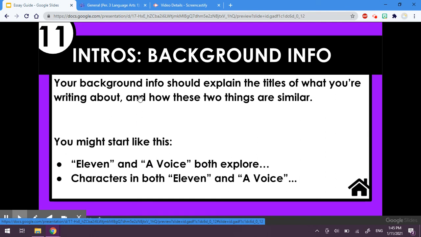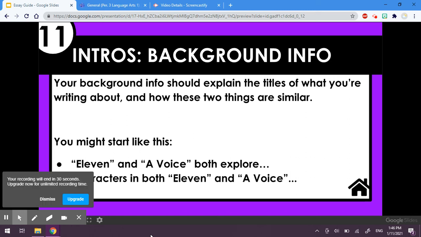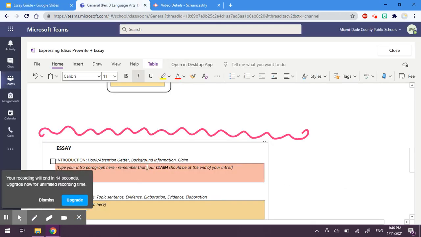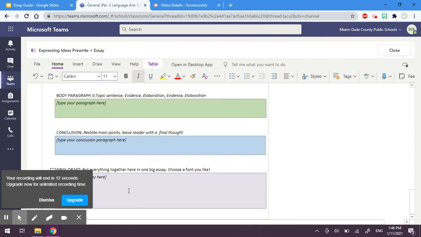And your background. Your background should just explain the two titles of the text you're writing about, and how these two things are similar. It might start like this. One thing to note is that some folks have integrated those titles into their claim, and so they really only have two sentences of introduction. That's totally okay. After that, the conclusion should have a restatement of your main points and a final thought, which is something you want to leave the reader with. And those will go up here in intro and conclusion respectively.